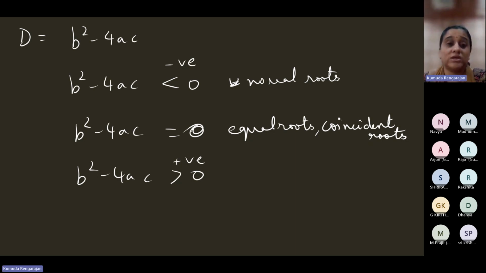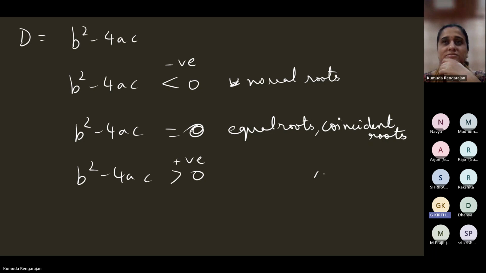So equal roots are also called coincident roots, meaning there's only one root, or we say it has two equal roots. And what do we call the roots when b squared minus 4ac is greater than 0? Distinct roots, two distinct roots.